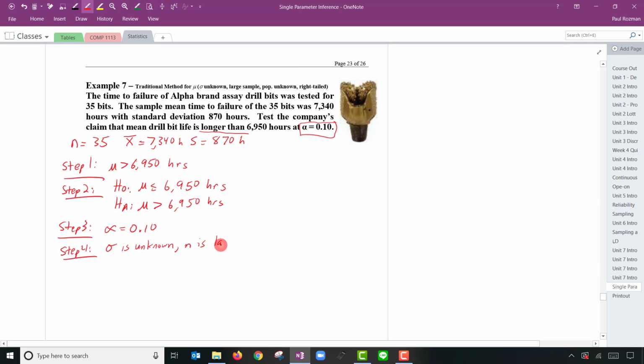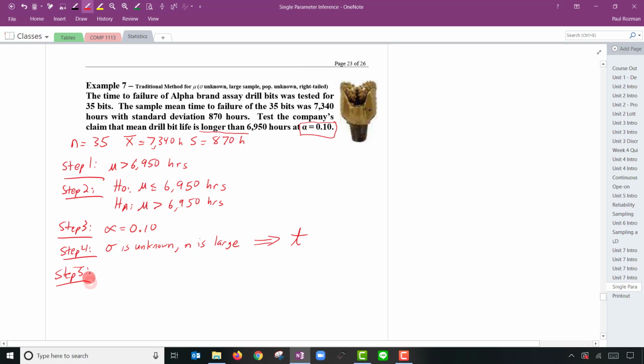N is large, so we don't even care what the distribution is. We don't need to construct some sort of normal probability QQ plot to determine whether these 35 values are normal or not. Basically, the central limit theorem says, well, as long as we're over 30, we're good to go. But because we don't know sigma, we'll use the t distribution for the distribution for our sample means with n minus 1 degrees of freedom.